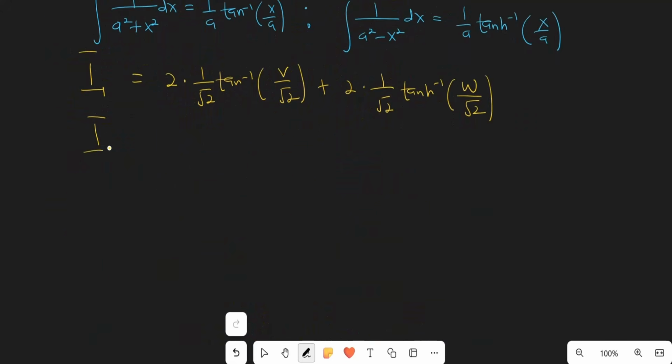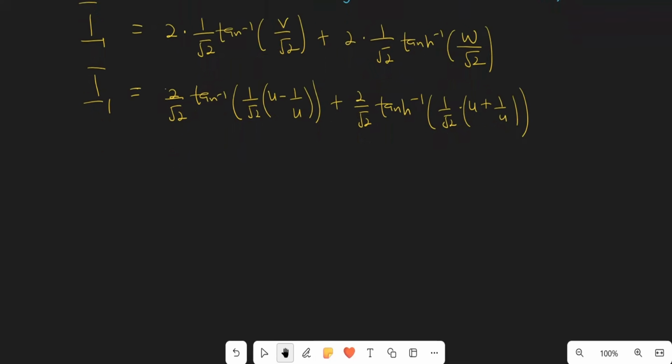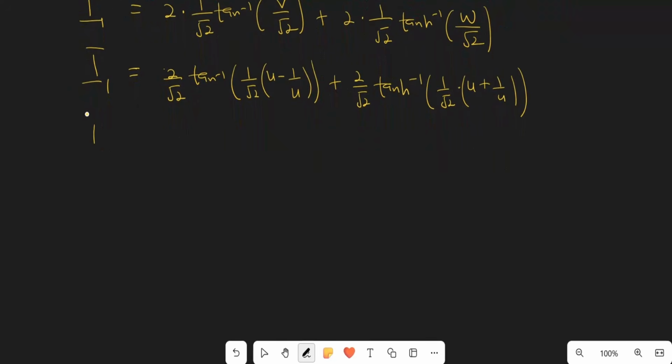So we just replace that. I1 is going to be, this is now 2 over square root of 2, and then the tan inverse of 1 over the square root of 2 times v. V is u minus 1 over u, like this, plus 2 over the square root of 2, and then the tan hyperbolic inverse of 1 over the square root of 2 times w, and w is u plus 1 over u, like this. So this is the integral in the u world.